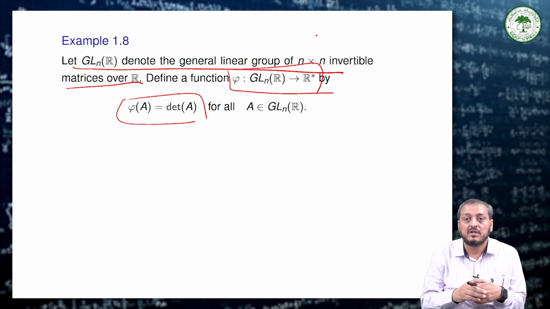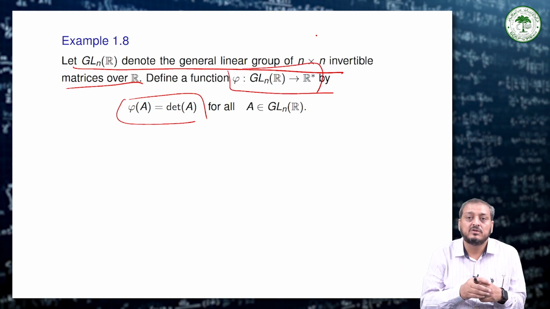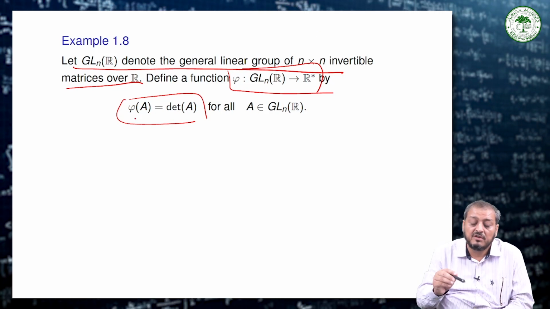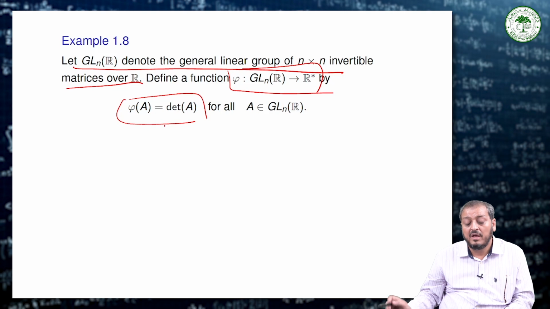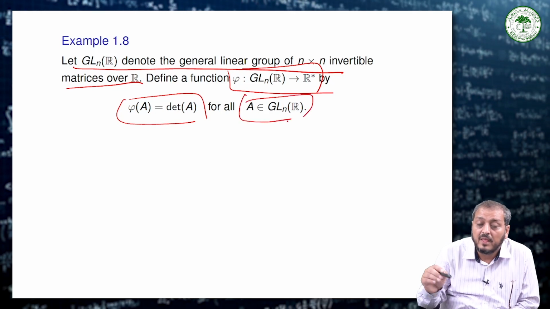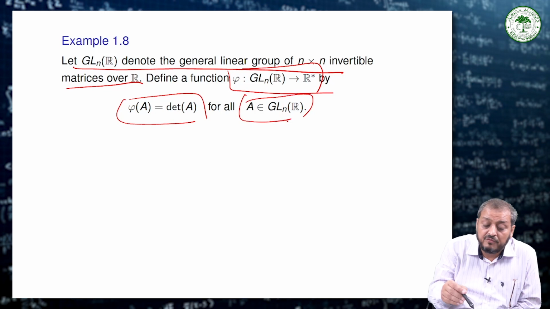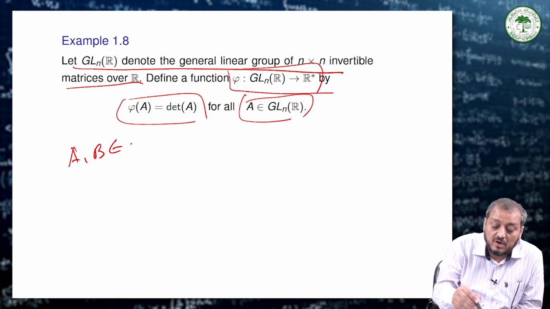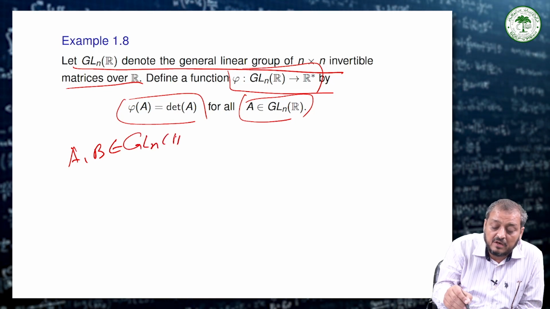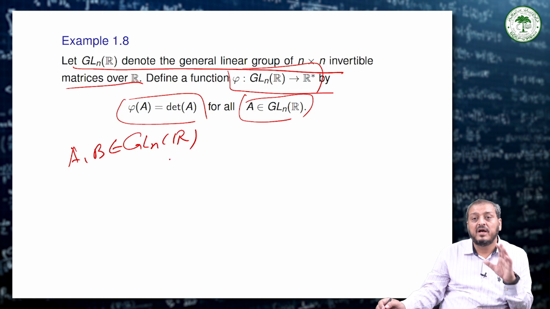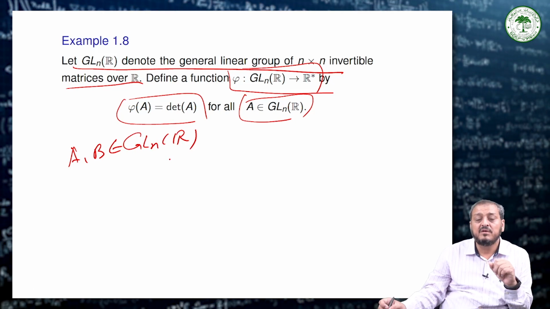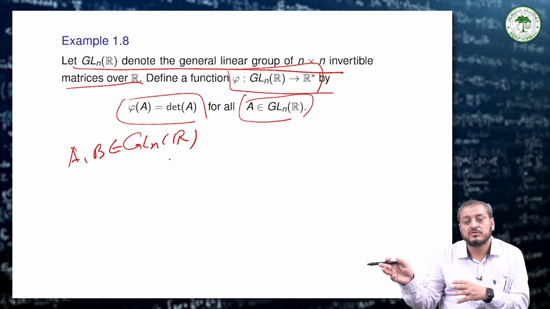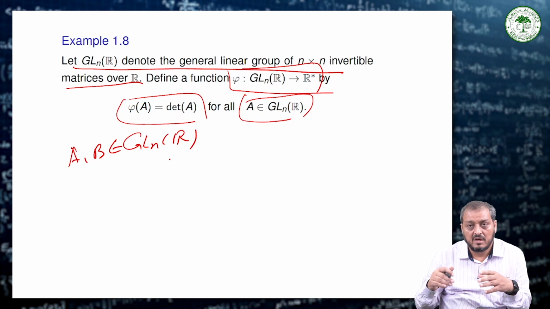R star is the set of all non-zero real numbers, and we define phi of A as the determinant of A for all A in GL_n(R). Now we take A and B, two invertible matrices of GL_n(R), and we try to show that the function phi from GL_n(R) to the set of all non-zero real numbers is a homomorphism.